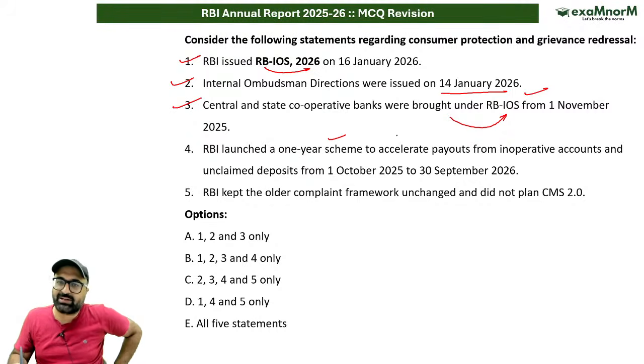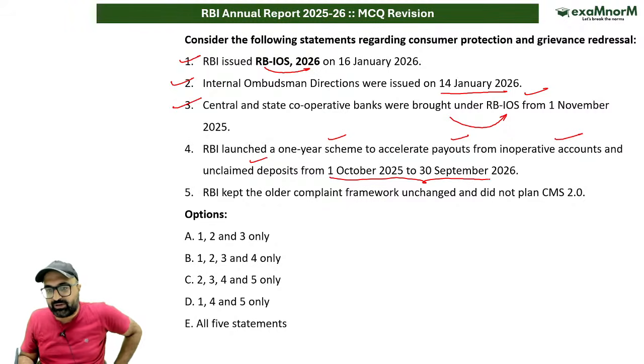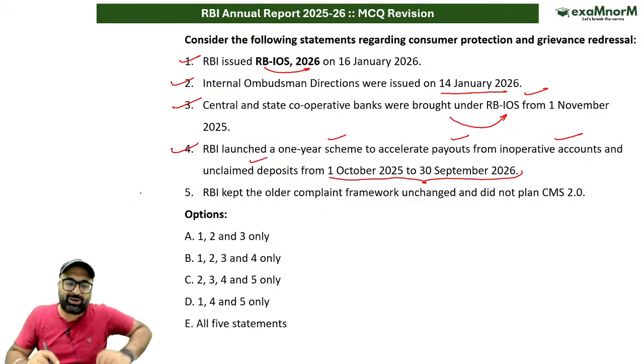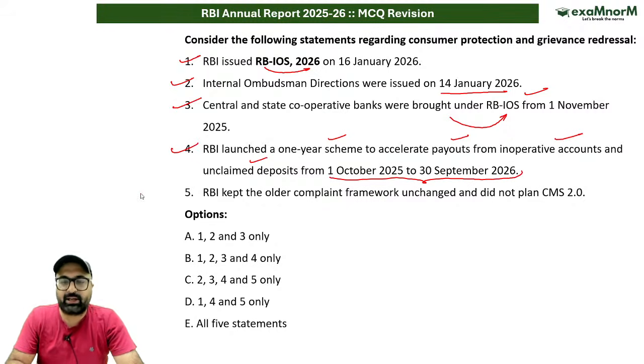RBI launched a one-year scheme to accelerate payouts from inoperative accounts and unclaimed deposits from October 2025 to 30th of September 2026. This is also correct. लेकिन question ये है कि ये जो एक साल लंबा RBI ने initiative लिया, what is the name of this initiative? Was there any name defined by RBI for this particular campaign? Any idea, anybody?